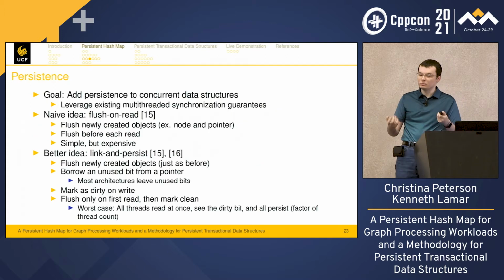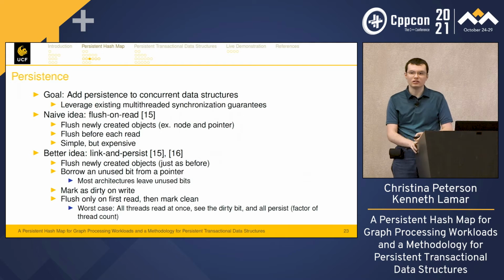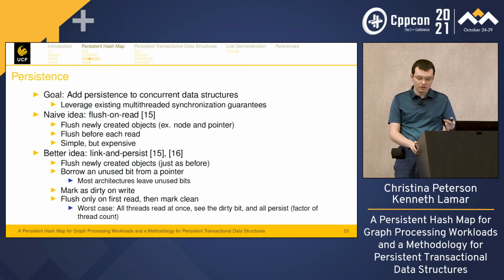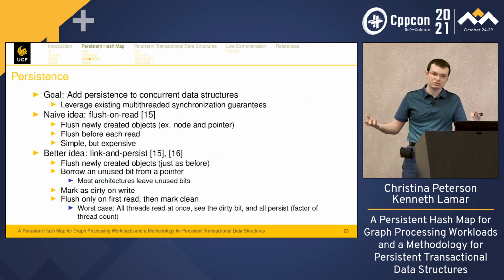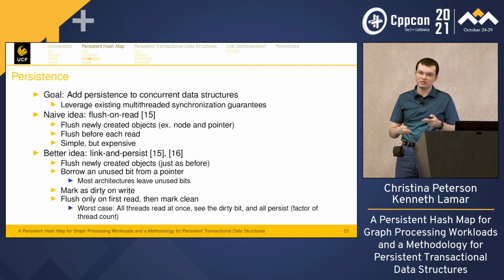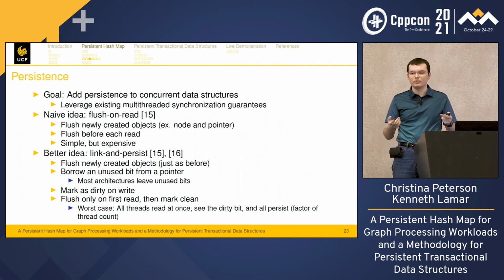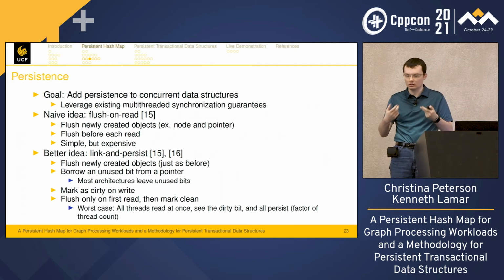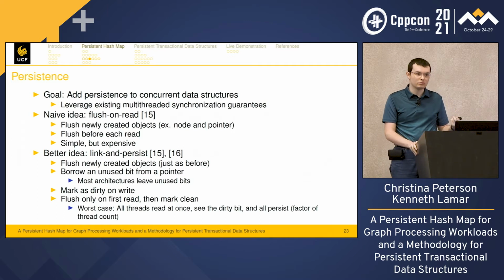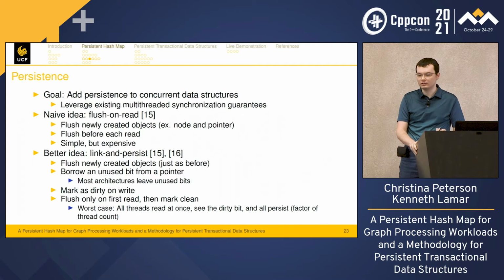So maybe a better idea would be link and persist. Link and persist has the same rule as before where we flush newly created objects. But now we want to borrow an unused bit from a pointer. Most architectures leave unused bits, so we're able to do this. By having it contained within that pointer, we can have a flag that we can atomically update alongside the pointer. So now whenever we perform a write, we will mark that pointer as dirty.